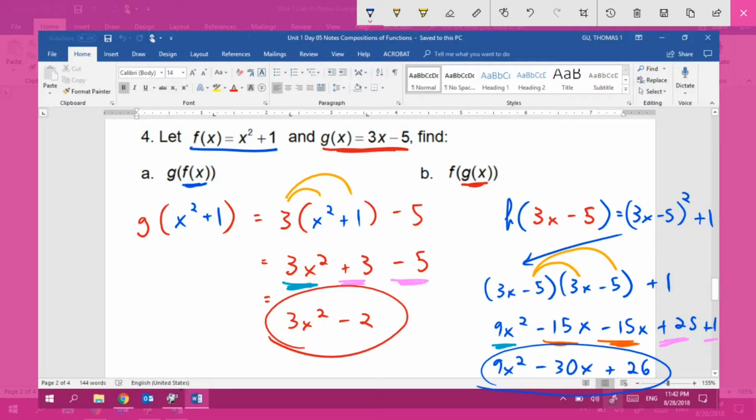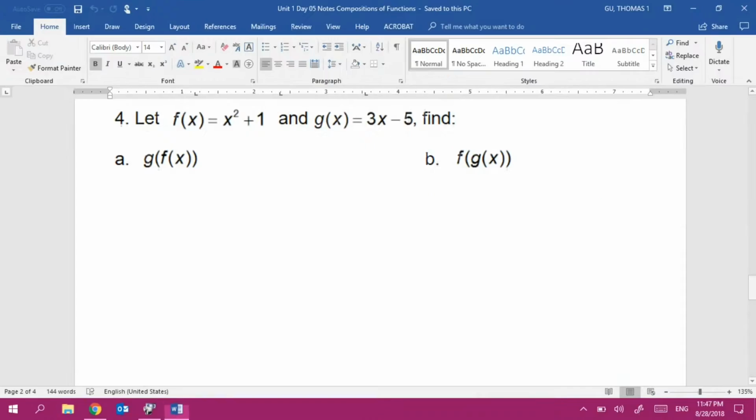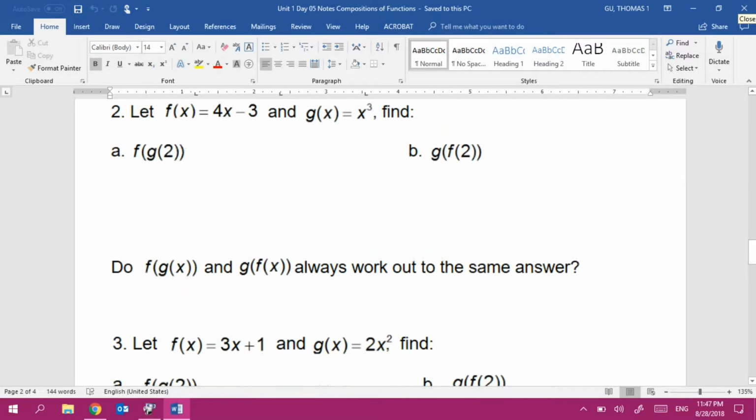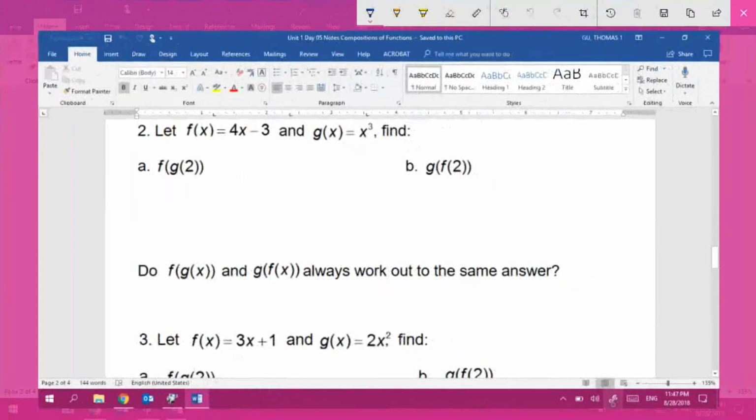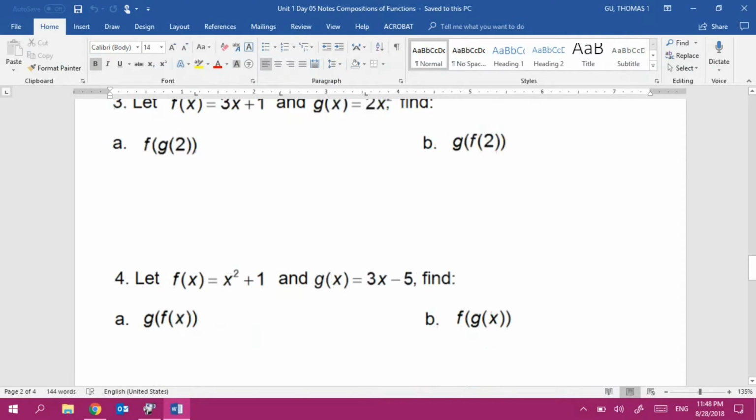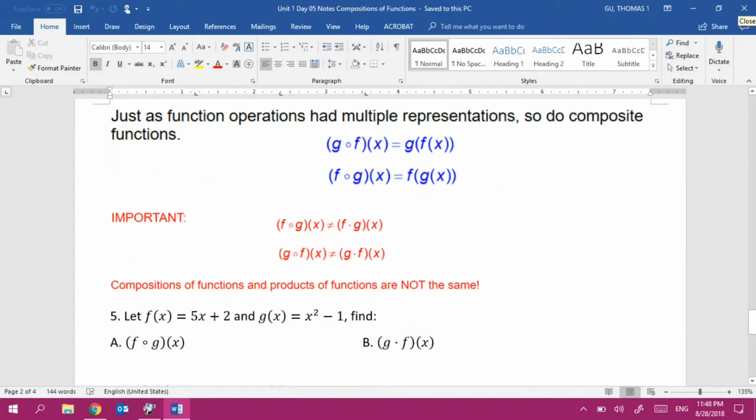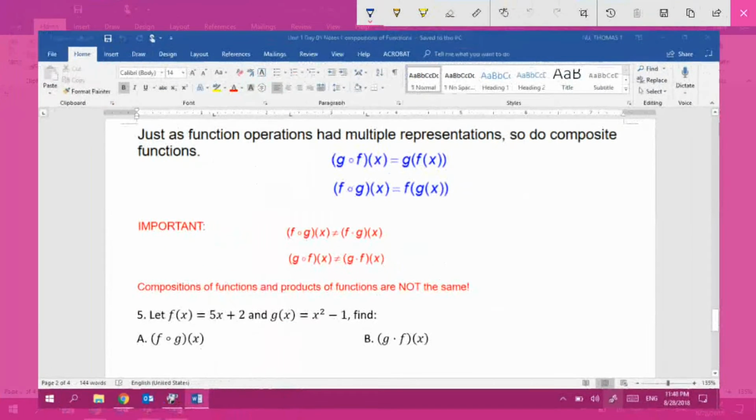Now look at this. Look at these two answers. One of these questions asks for g of f of x, and the other one asks for f of g of x. So if we look up here, do f of g of x and g of f of x always have the same answer? No, they do not. We just did an example where these two expressions were different answers.